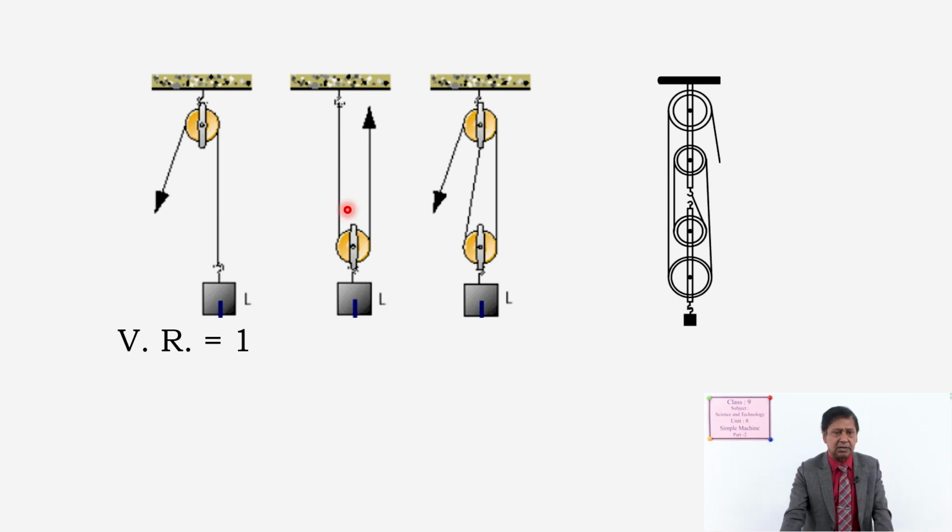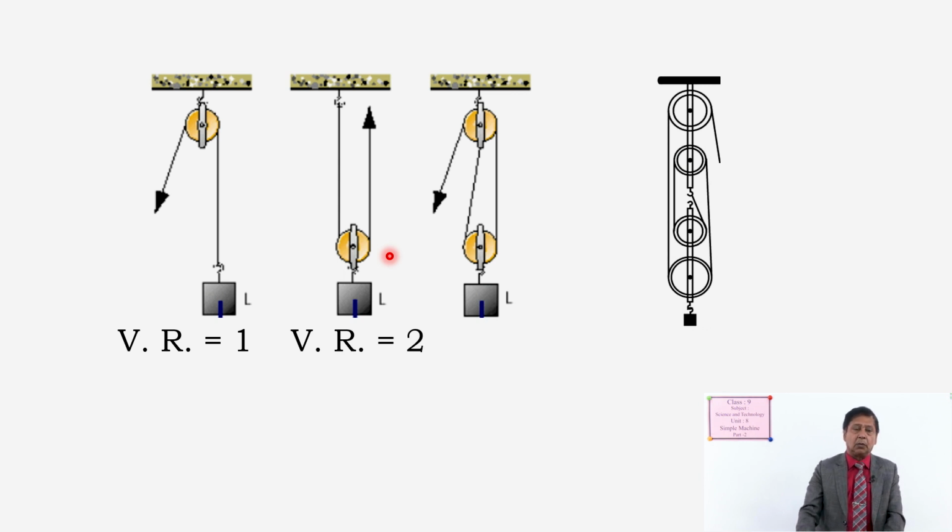The second one is single movable pulley. How many segments of the rope is supporting the load? This and this. These two segments of the rope is supporting the load. And these two segments are supporting the movable pulley, and movable pulley is supporting the load. That's why number of segments of the string or rope supporting the load is 2, so its velocity ratio is 2.